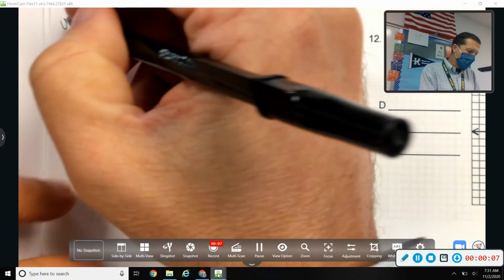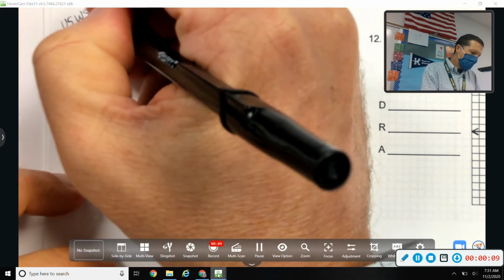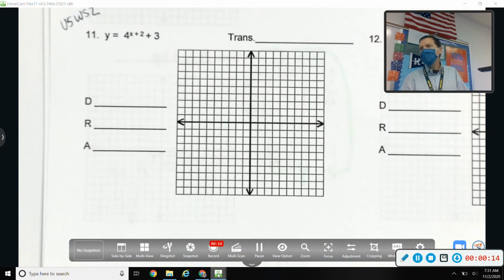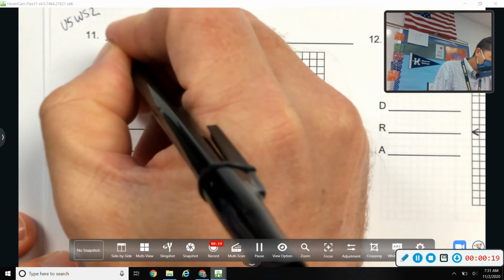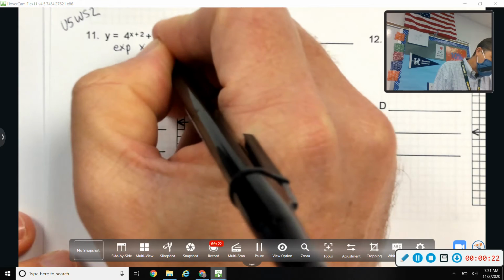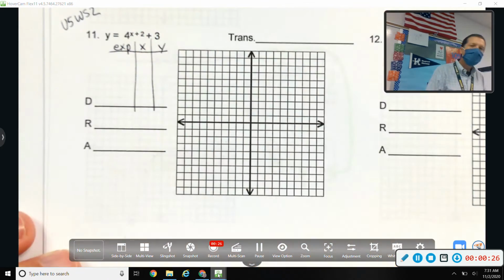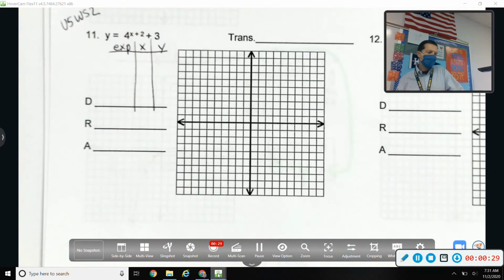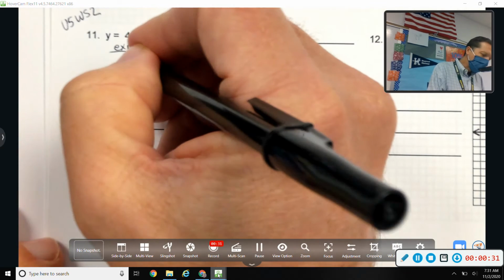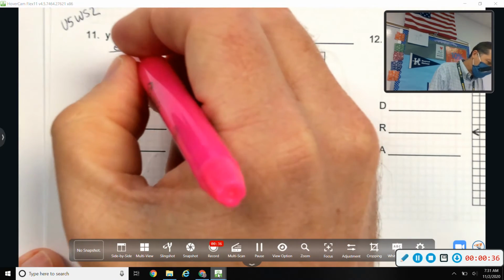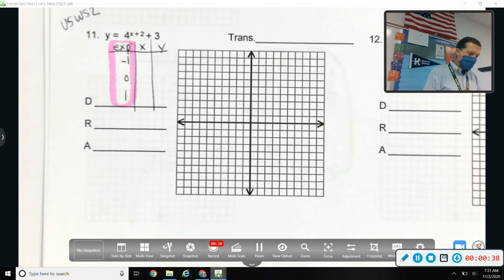Unit 5, Worksheet 2, number 11. To graph these, we always do a table of values. But we do a kind of a weird table of values. We add that extra column on there for exponents, x and y. And the exponent column is always -1, 0, and 1. So that part is the same on every exponent graph. That's always going to be the case.